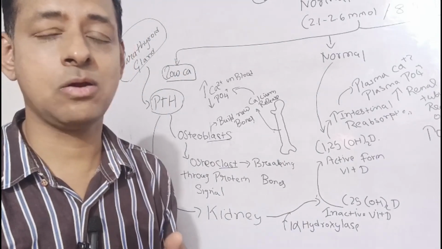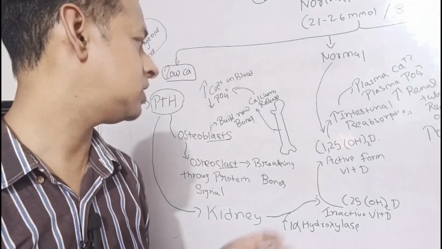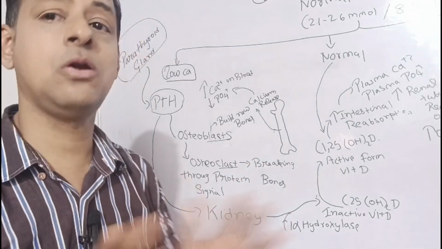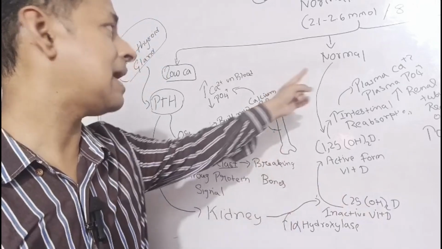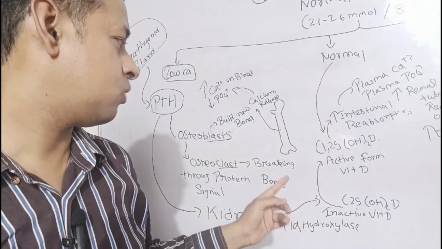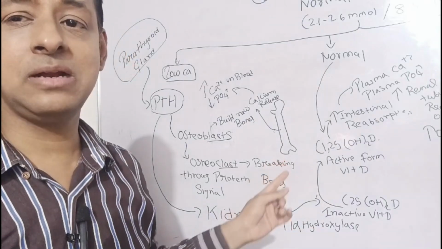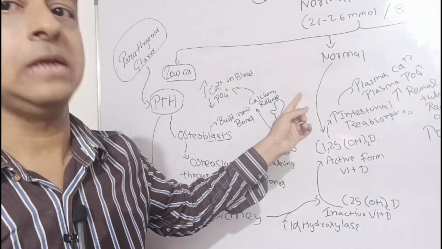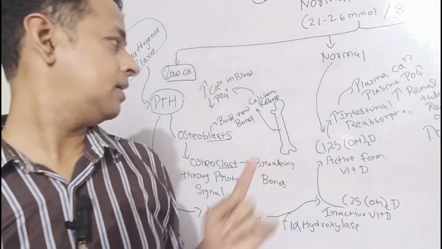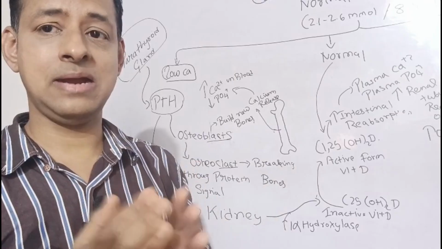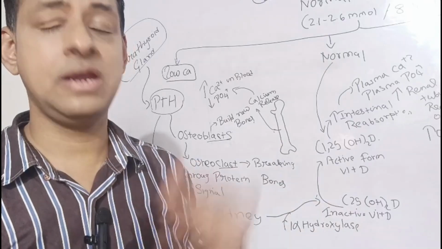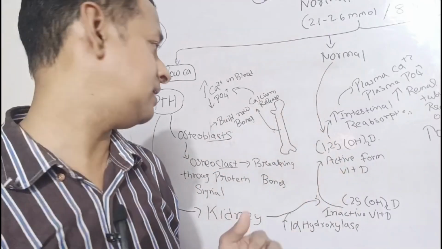Now, what are the functions of the active form of vitamin D? The active form of vitamin D comes under the normal phase. When the calcium level is normal, this is the second phase. Here we talk about the important task of the active form of vitamin D: it takes gold and rock. Gold is calcium and rock is PO4, phosphate, from the food in the intestine.